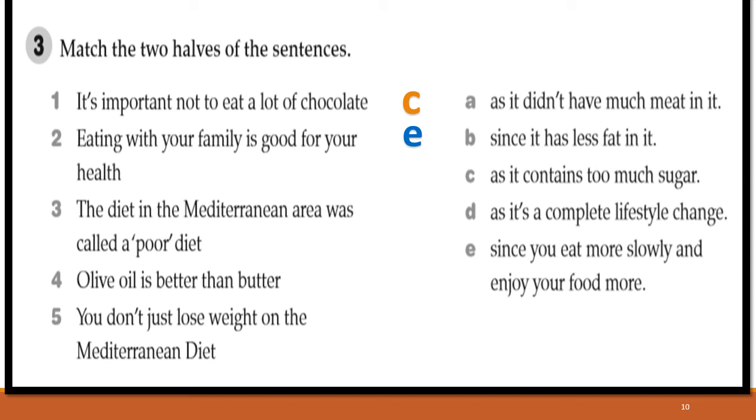3. The diet in the Mediterranean area was called a poor diet. Why? As it didn't have much meat in it. 4. Olive oil is better than butter. Why? Since it has less fat in it. 5. You don't just lose weight on the Mediterranean diet, as it is a complete lifestyle change. Well done, girls. Let's move on.